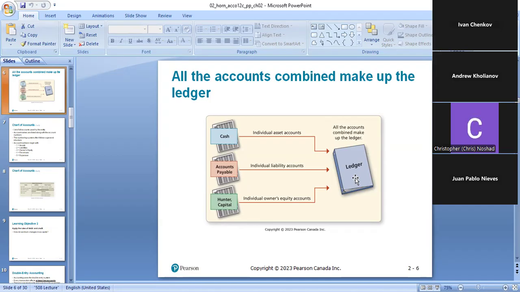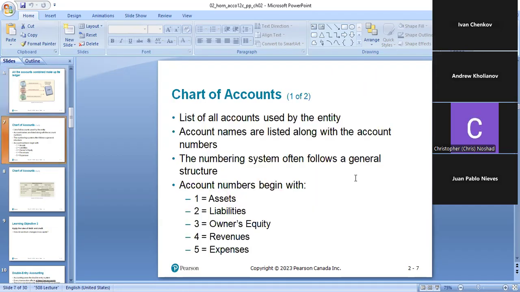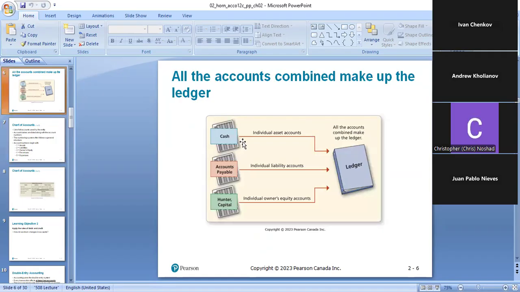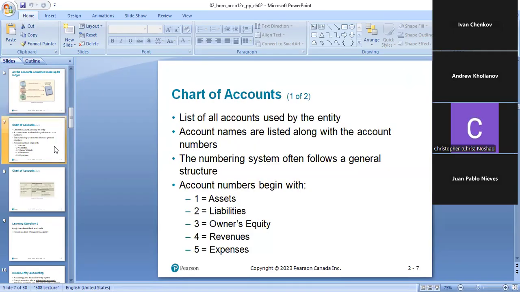Now, people use it also for help, but for different purposes. Now, in order to have this account, obviously we have to have many accounts. What kind of accounts are we going to have? It depends on what kind of business we're running. It depends on the assets that we have.